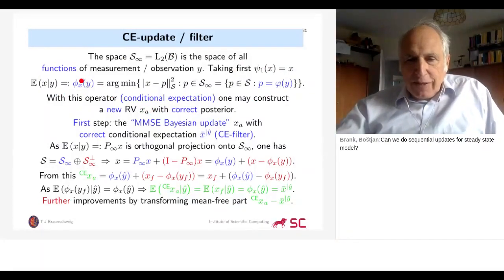And if we have this operator, if we have this function, we can compute a new random variable xa, which has the correct posterior, okay? So this is called the MMSE update or MMSE filter or whatever.